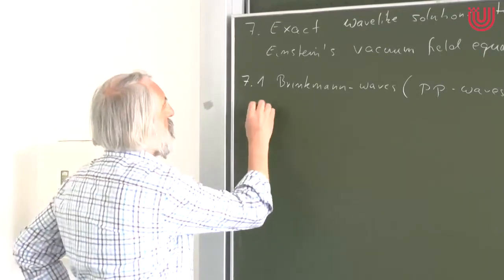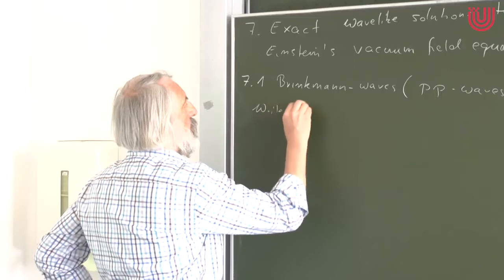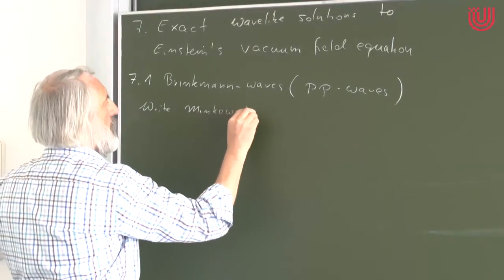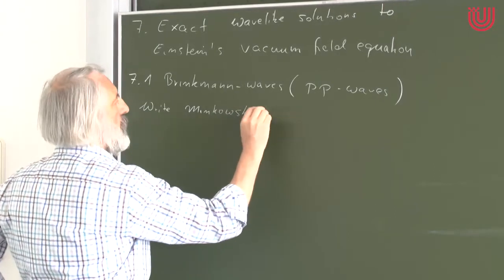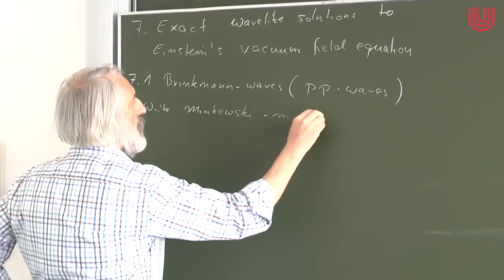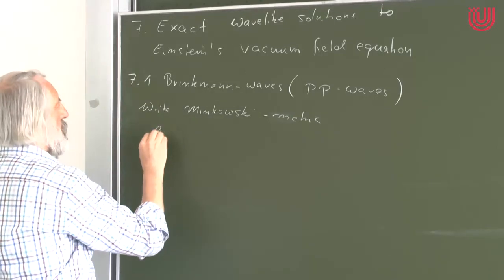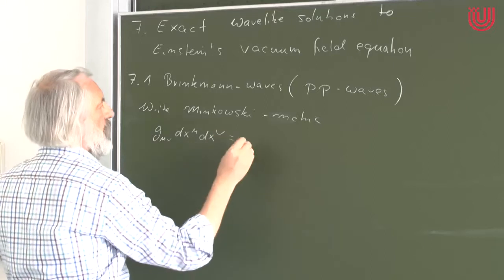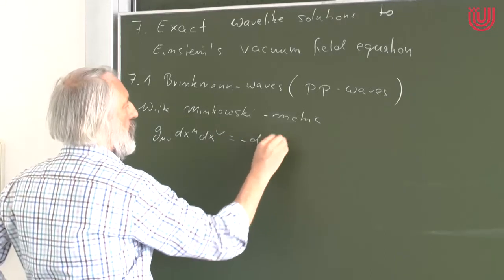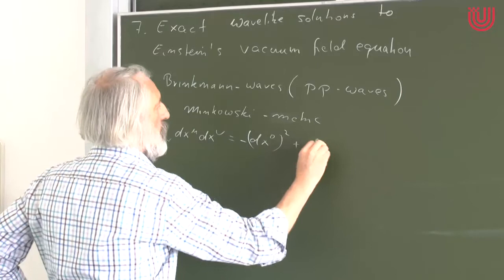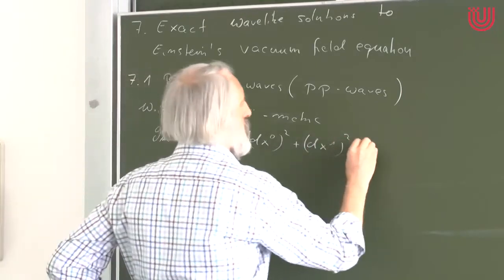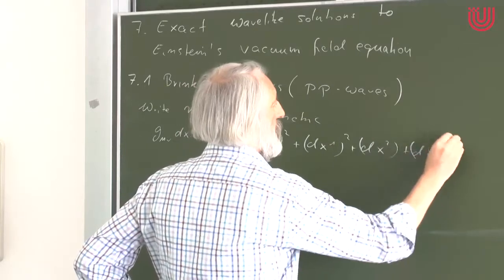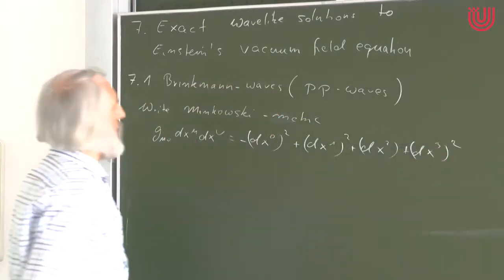So we write Minkowski spacetime, our good old Minkowski spacetime, or the Minkowski metric. So what is the Minkowski metric? g_mu_nu dx^mu dx^nu, that's the way in which it is usually written, is minus dx0 squared plus dx1 squared plus dx2 squared plus dx3 squared, right? That's how we usually write it.